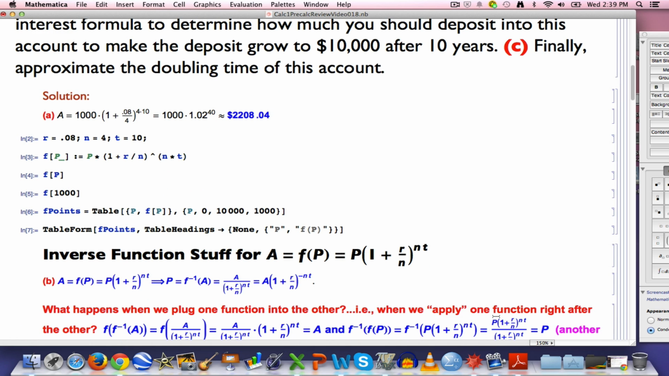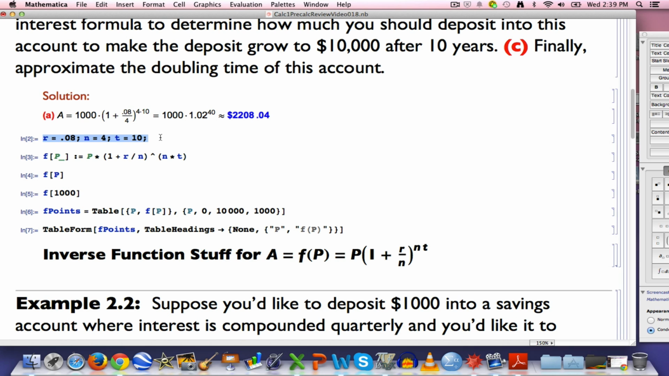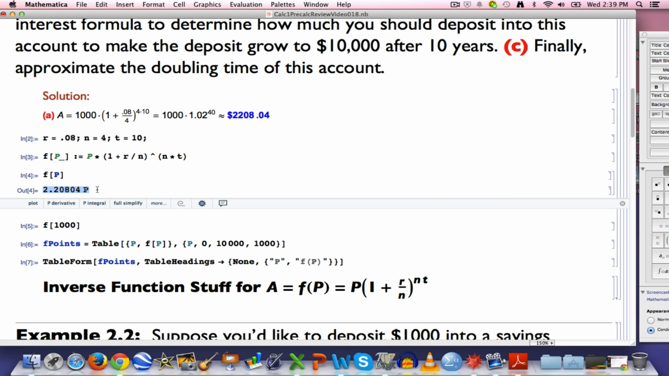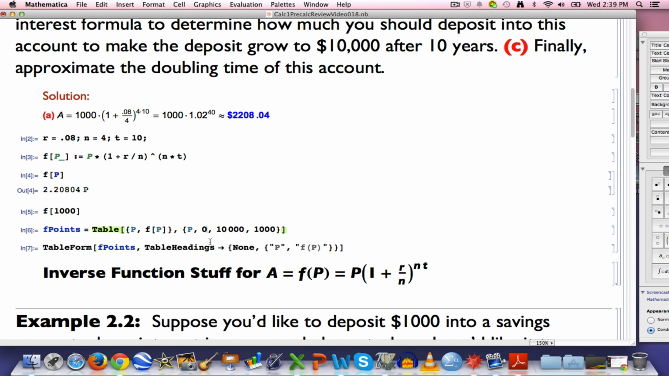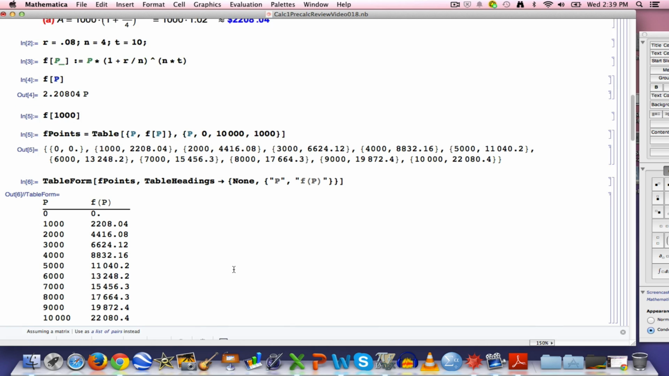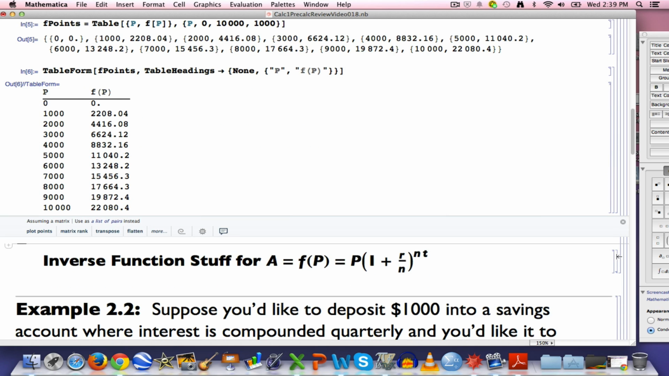So here we did the Mathematica code from the last video. I've got r, n, and t that I can enter into Mathematica by doing a shift-return. I can enter the function. This is the direct proportionality that I talked about in the last couple of videos. Mathematica can approximate it. What is 1 plus r over n to the nt power? It's about 2.20804, and f of p then is 2.20804 times p, a direct proportionality. I can use Table to create a bunch of points on the graph of f, use TableForm to display those nicely, and then get into the inverse function stuff.